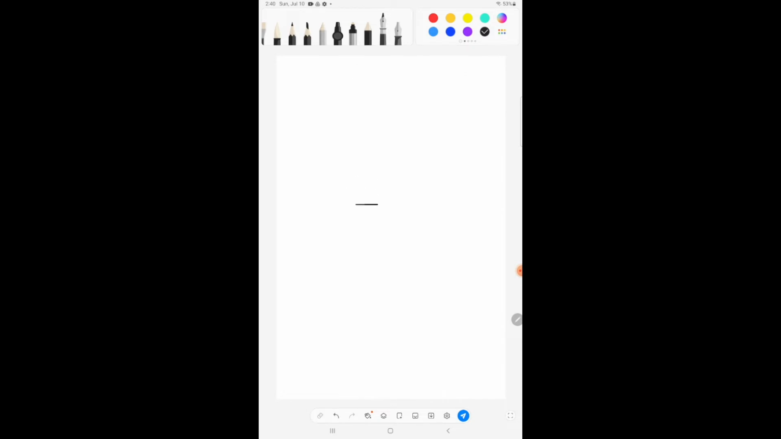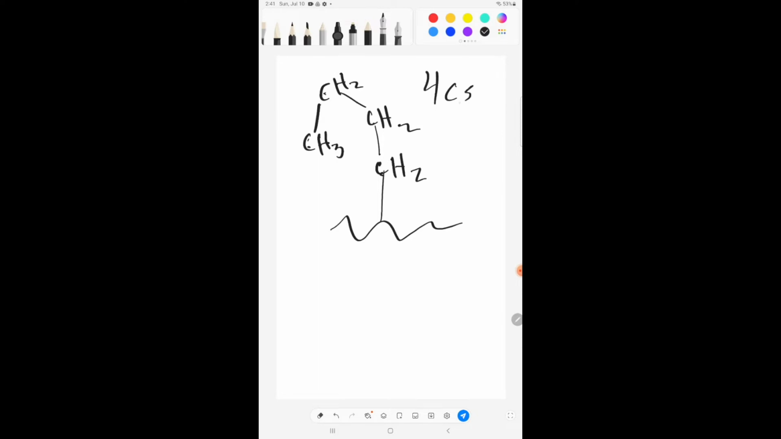What do we call this one? 1, 2, 3, 4 carbons, right? We have 4 carbons. So this is a butyl group. Very common. Propyl groups are also common.